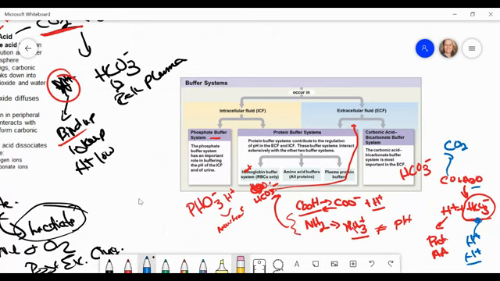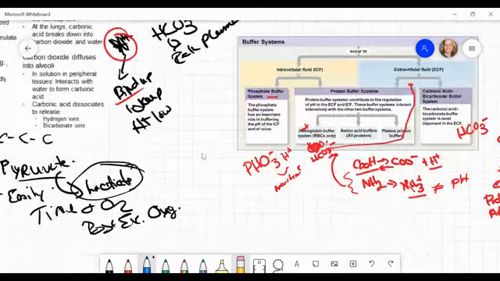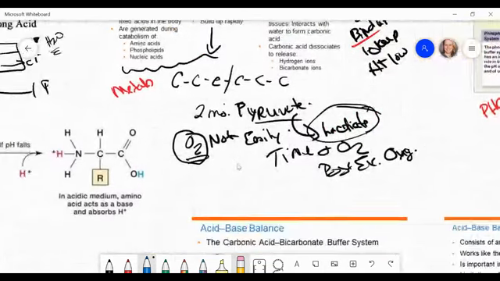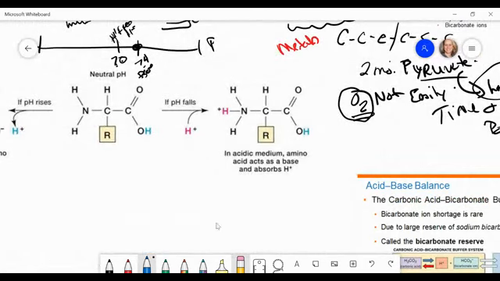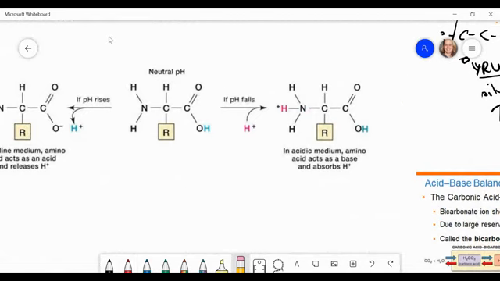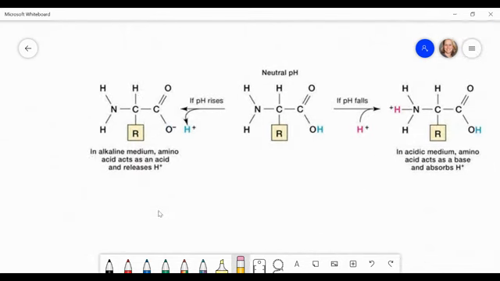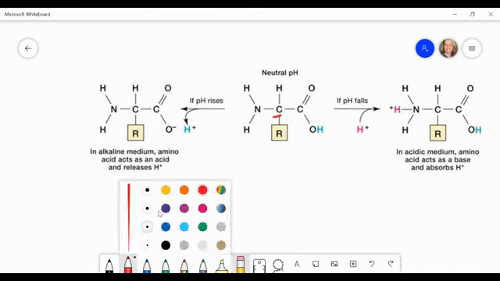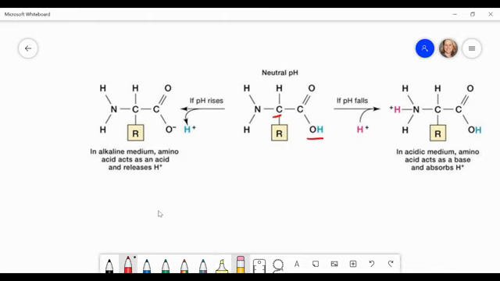Okay, so these are my three buffering systems. And again, to go through them in a little bit more detail, let's start with those proteins. Okay, and again, this picture here shows you that normally a central carbon is bound to a carboxyl group.